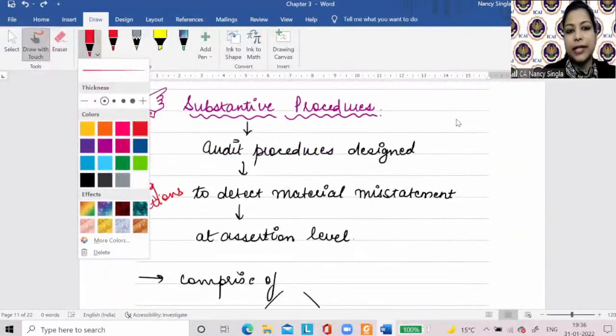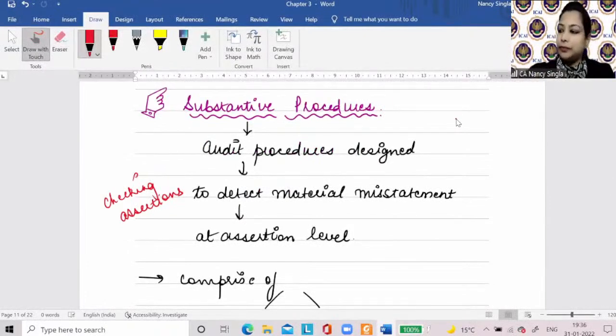So, substantive procedures. Substantive procedures are what? Audit procedures designed, okay? Why? See, under SA 315, when the auditor performs risk assessment procedures, he assesses the risk of material misstatement and decides whether to rely on the internal controls or not. He decides his strategy and everything.